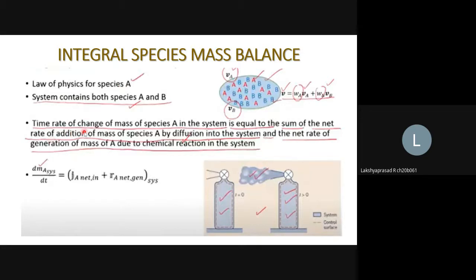Time rate of change of mass of species A in the system is equal to the sum of the net rate of addition of mass of species A by diffusion into the system and the net rate of generation of mass A due to chemical reaction in the system. So this system contains both A and B, vA will be the mass average velocity of A, vB will be the average velocity of B. So d/dt of mA system is equal to J net in plus RA net gen in this system. So this is the law of physics in this case.